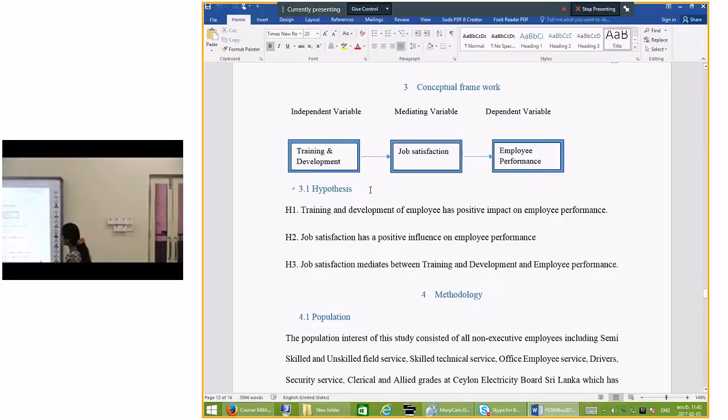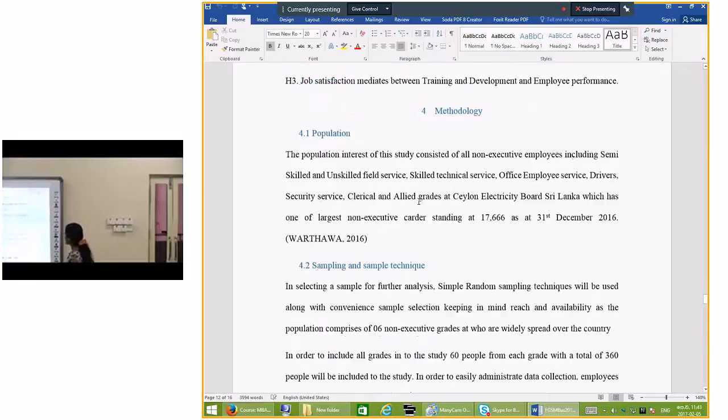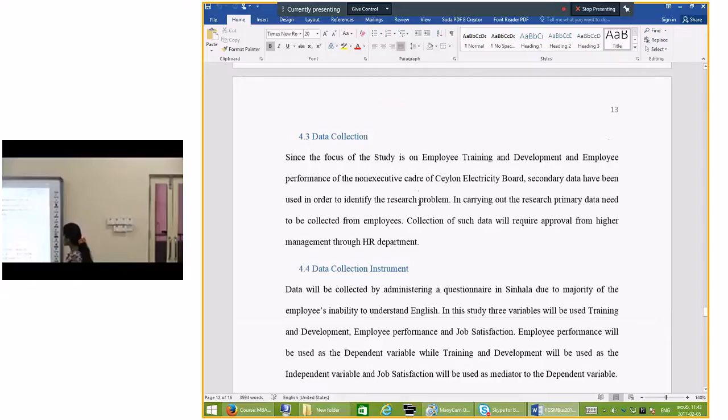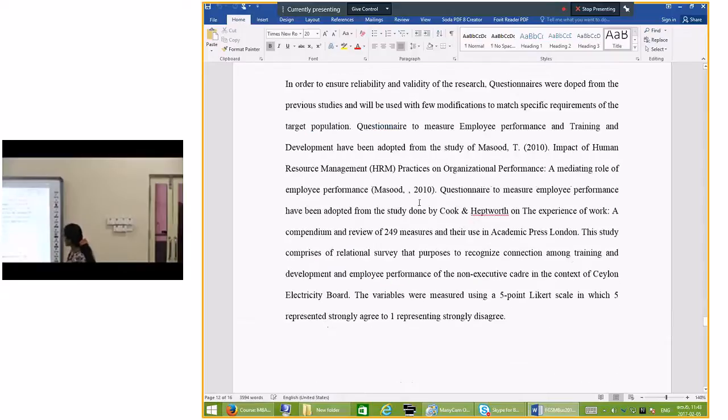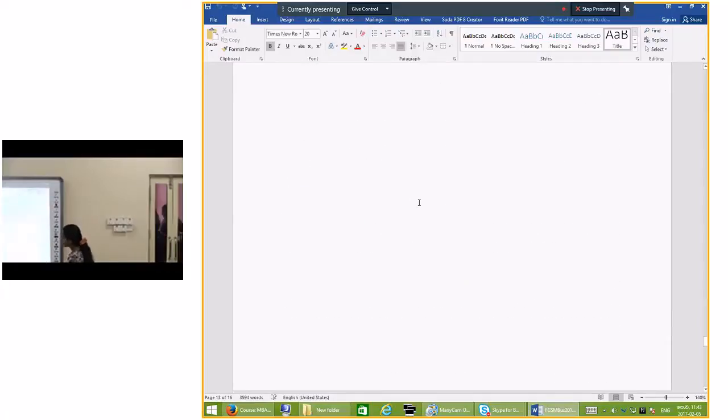What is your variable? Independent variable is training and development. Yes. Dependent variable is employee performance. Okay. Then how do you check that training and development? How do you measure the employee performance? Employee performance, so I have used this questionnaire which is taken from a previous study, which will be handed over to the sample selected.